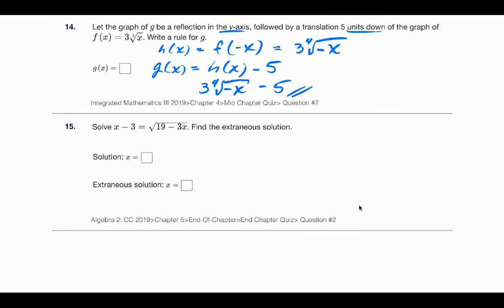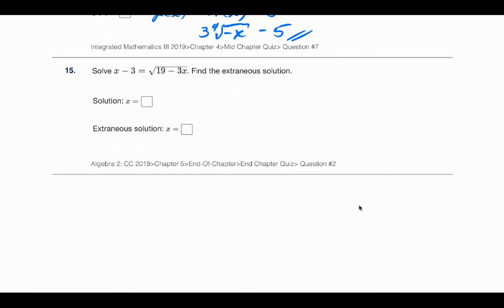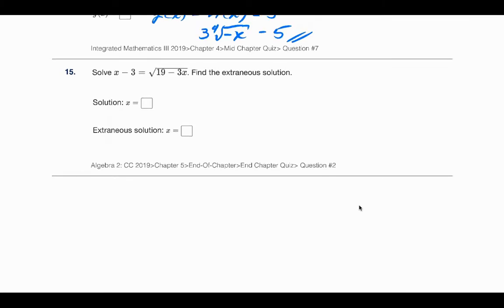All right, now the last problem here is solve x minus 3 equals the square root of 19 minus 3x. All of that is under the radical.